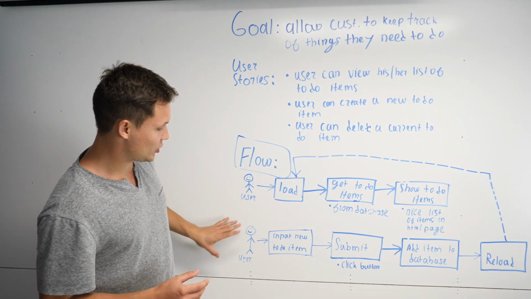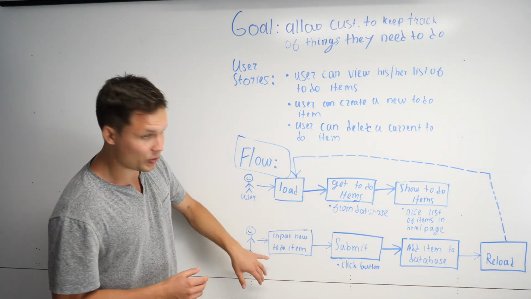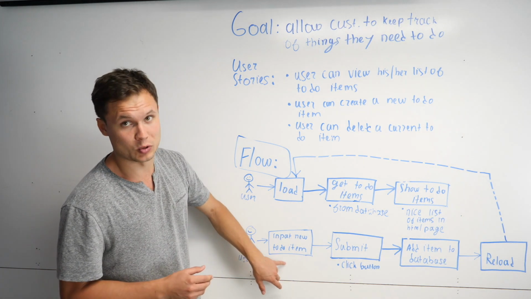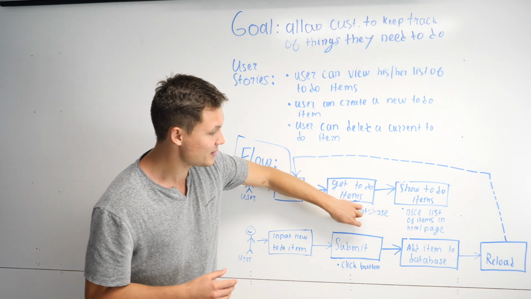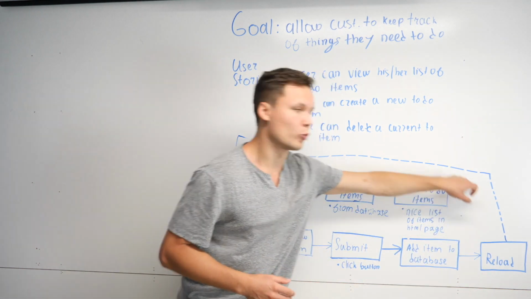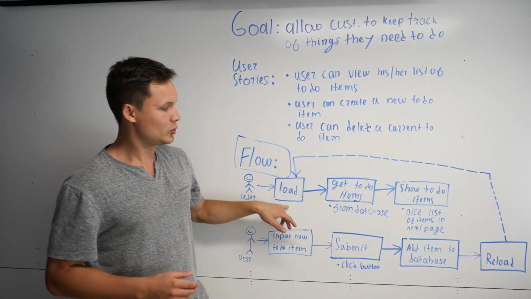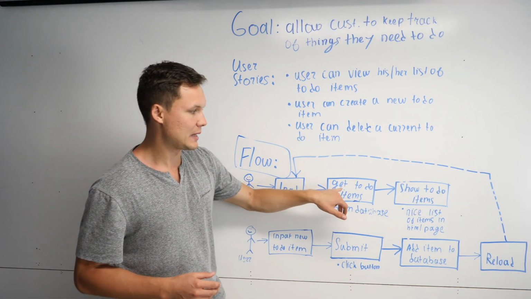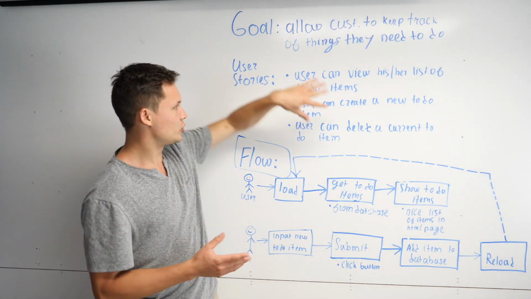The second user story is, again, we start with a stick figure. And what they can do is input a new to-do item, because we'll probably have an input box. They will click submit. We will add that item to a database, and we will reload. And when you reload, you see that it traces back to the beginning through here, where we get to-do items and show to-do items. And so that covers those two user stories.